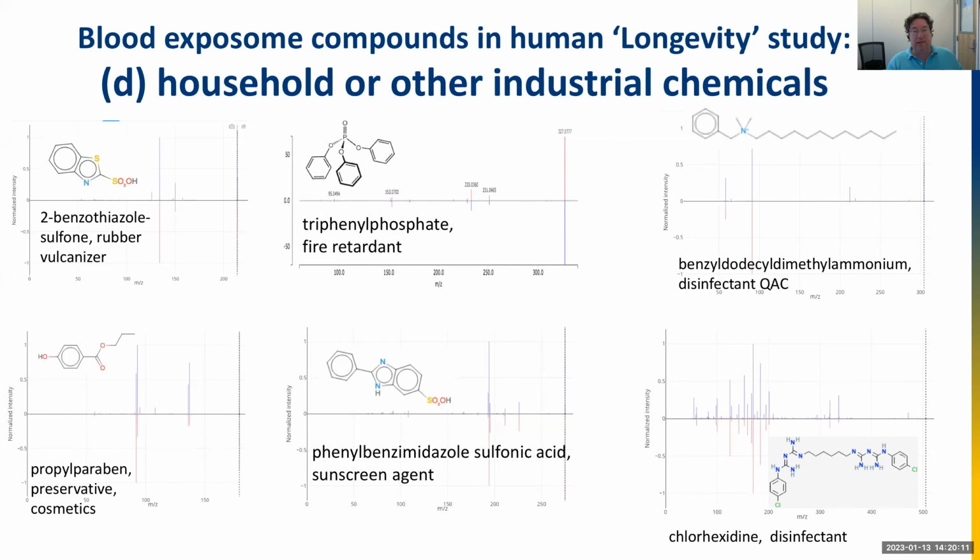We see a lot of household and other industrial chemicals, from benzothiazoles, which is a rubber vulcanizer, fire retardants, and quaternary ammonium compounds, which are compounds of concern to the California EPA. California is the only state in the United States that has an independent EPA, and we named these types of compound classes as a class of concern because of the ubiquitous use and because these can be integrated into the mitochondrial membrane. We also see these exposome compounds like propylparaben from cosmetics, sunscreen agents, and disinfectants.